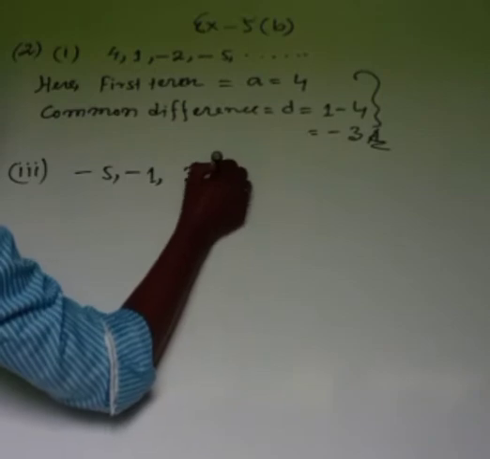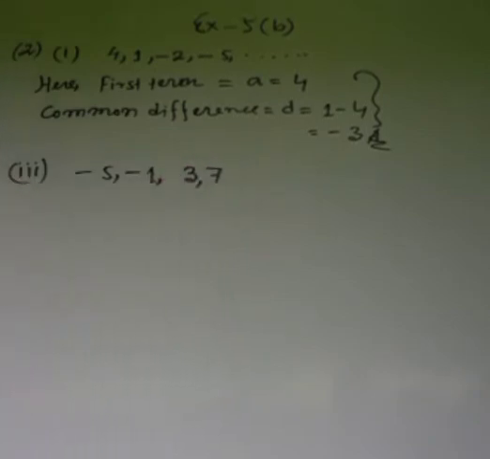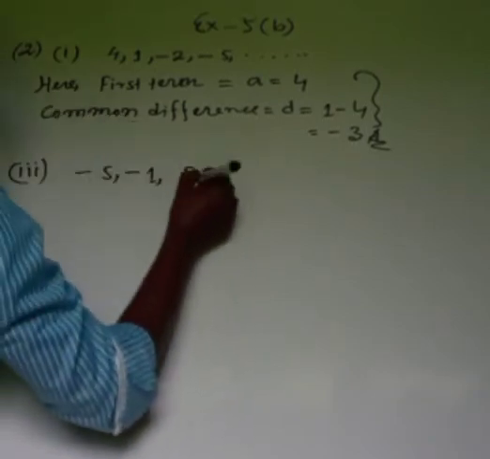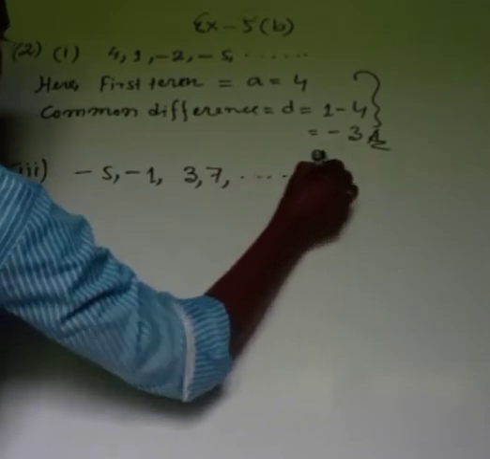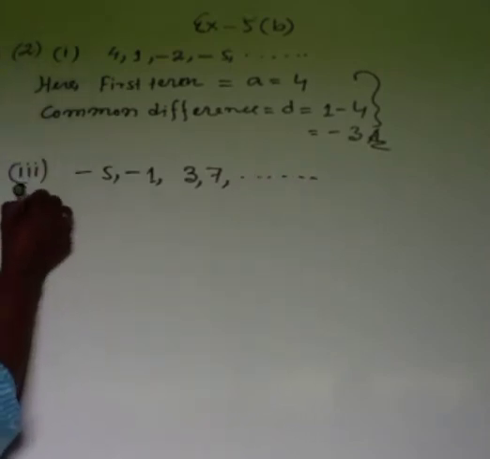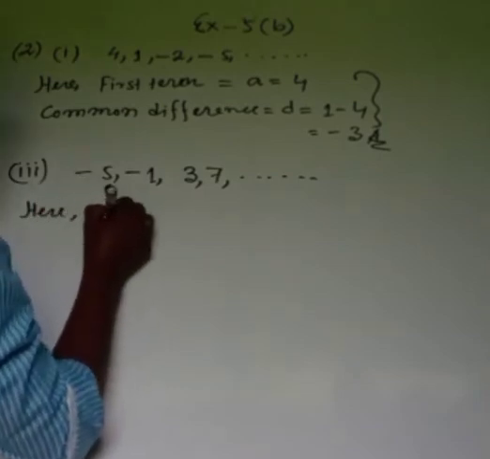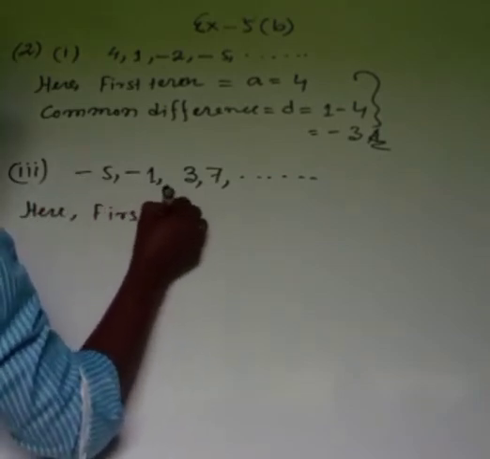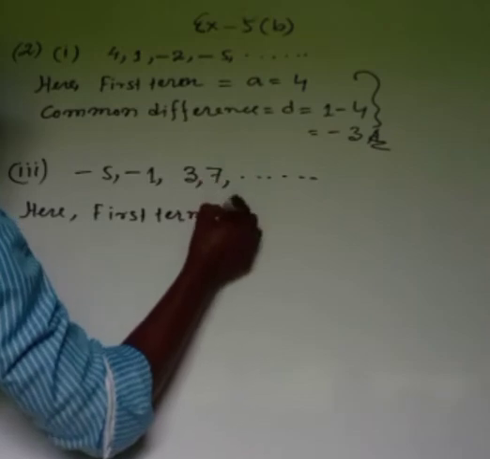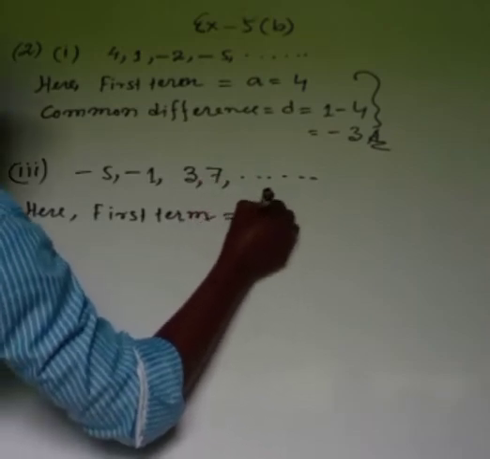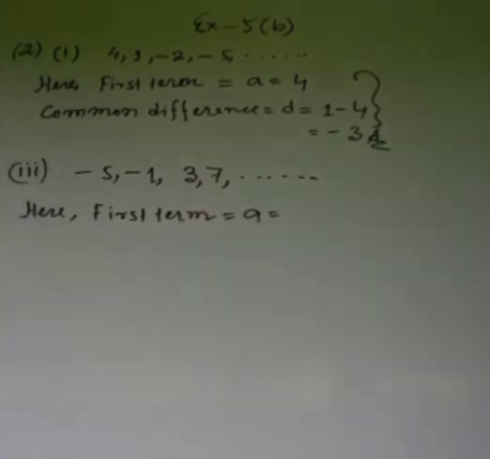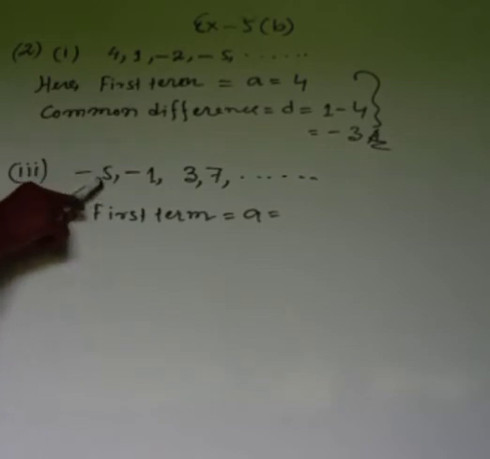Let us choose another question, which is question number Roman 3: minus 5, minus 1, 3, 7, dot. From this also we can see the first one given is minus 5. So first term a equal to minus 5 is the a value.